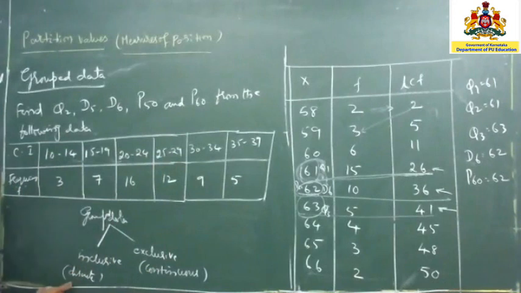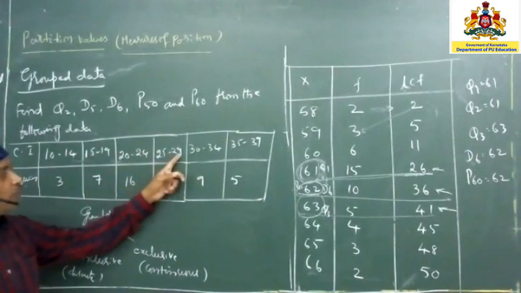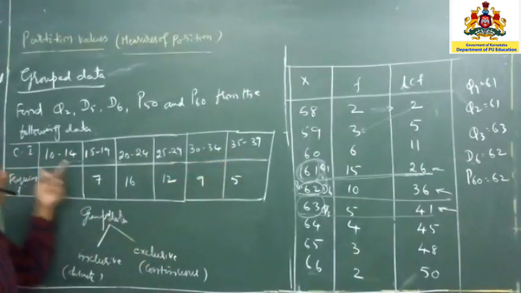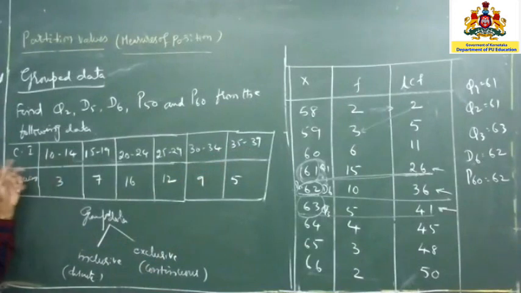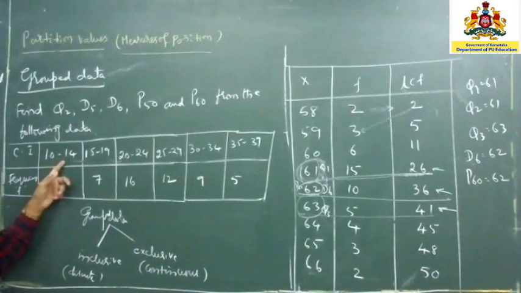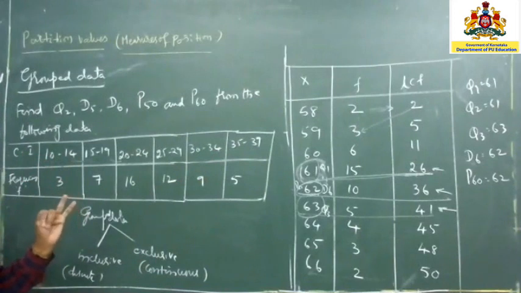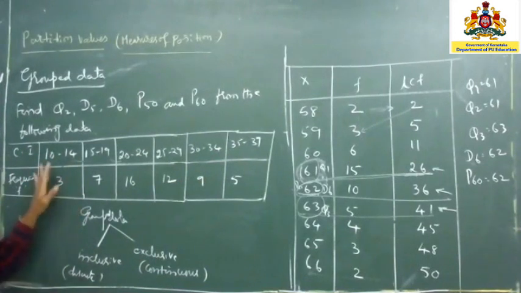So the discrete series, in the sense, is inclusive. Inclusive in the sense, the end numbers you are going to see are 14, 19, 24, 29, 34, 39. All these things are counted in the class interval only. So whenever you are going to find out the class interval for this one, you are going to count it from 10 to 14 only. Okay, 10 to 14 in the sense 10, 11, 12, 13, 14. How many are there? There are 5.